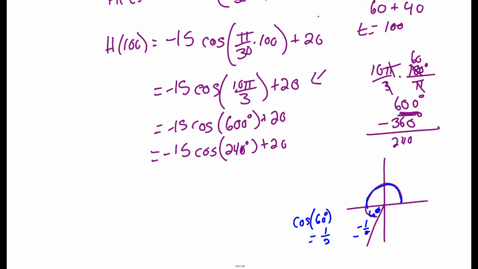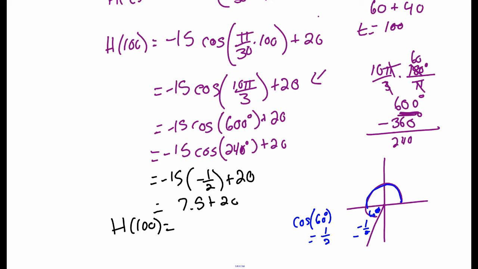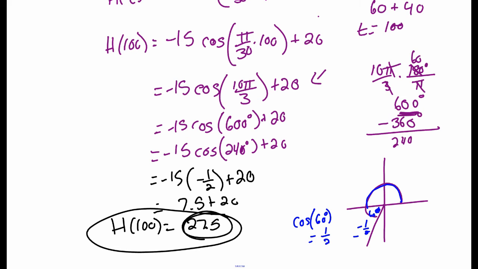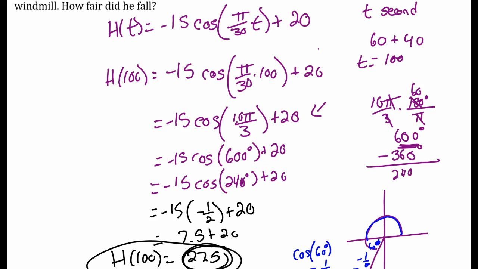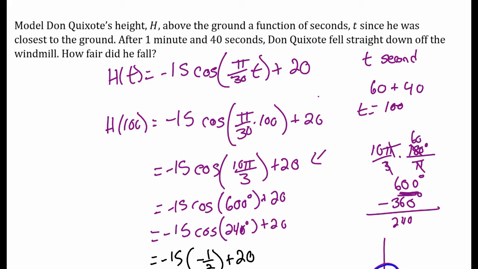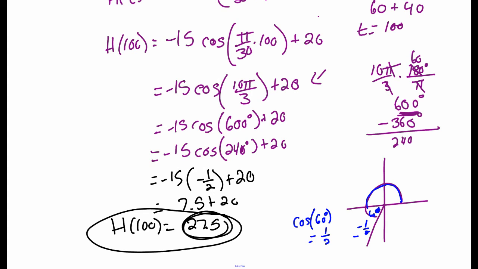So in quadrant 3, that's negative 1/2. So we really have negative 15 times negative 1/2 plus 20. This will tell me his height. Well, that gives me 7.5 plus 20. So h of 100 is 27.5. Don Quixote fell 27.5 feet. So I guess the windmill beats you when you fall 27 feet off of it.